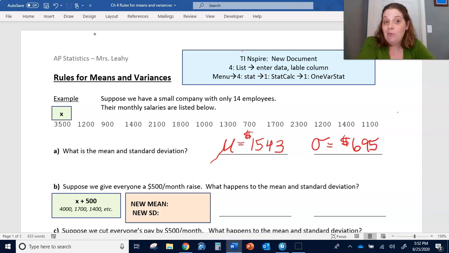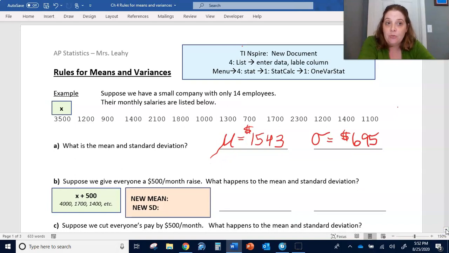Now, let's say that we wanted to give everybody a $500 a month raise. So what do we think that would do to the average? What do we think that would do to the standard deviation? To do that, we would take each of these numbers and add 500 to them. So for example, 3,500 would become 4,000, and 1,200 would become 1,700, 900 becomes 1,400, etc. So we increase all these numbers.